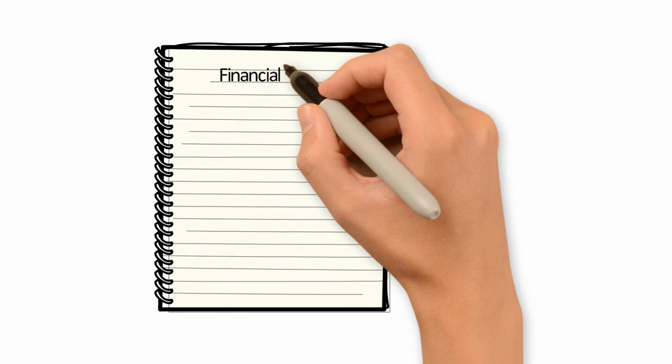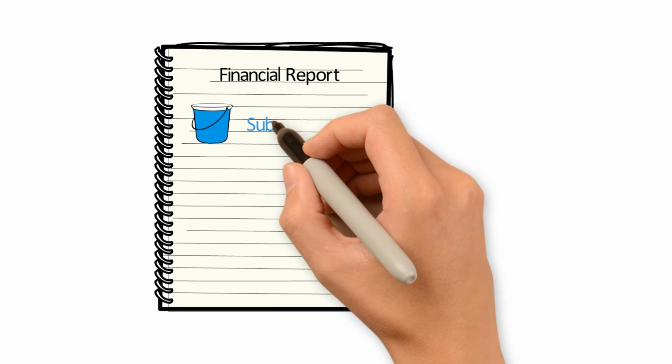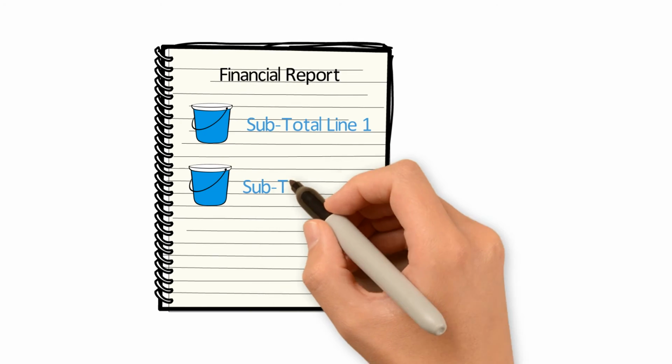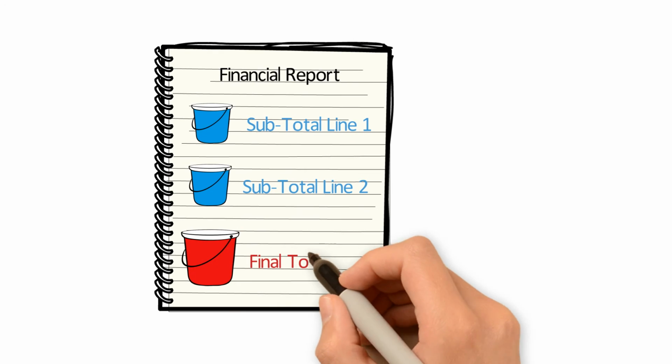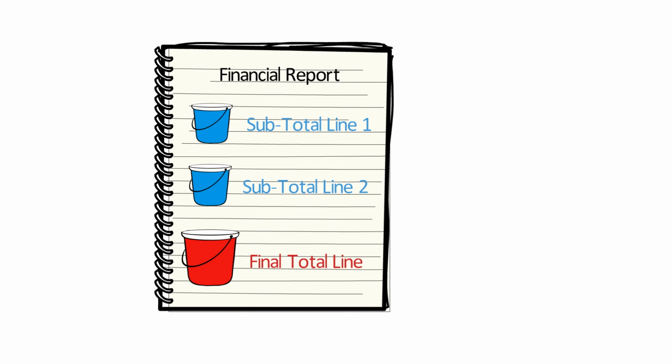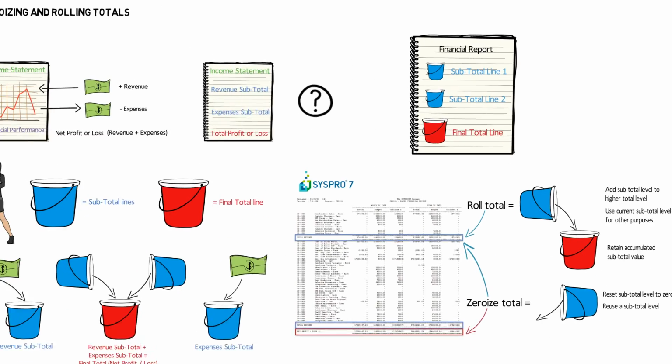Next time you're defining total lines on a financial report, picture the blue and red buckets, which represent the blue subtotal and red final total lines on the report. It should make the task of creating the report a little easier.